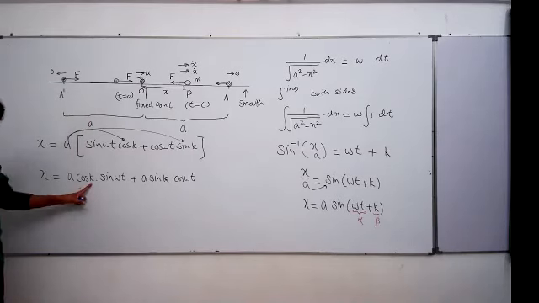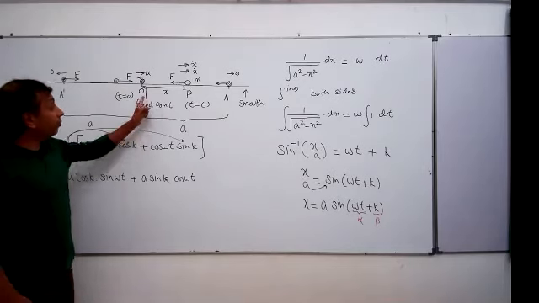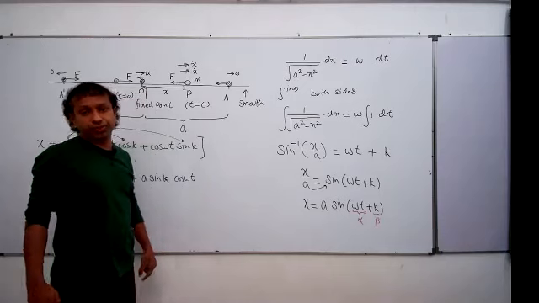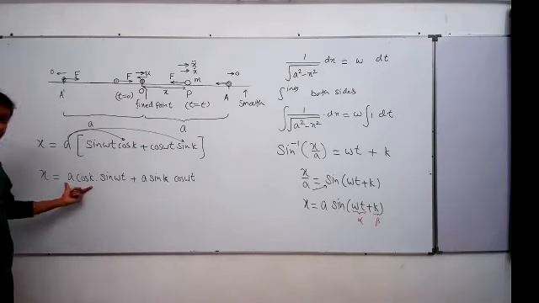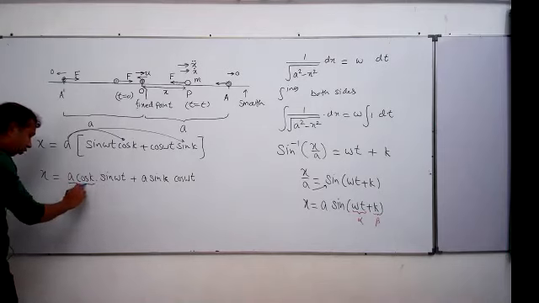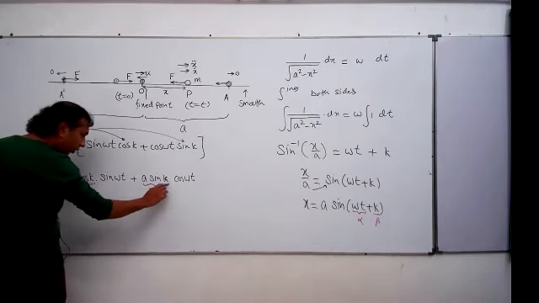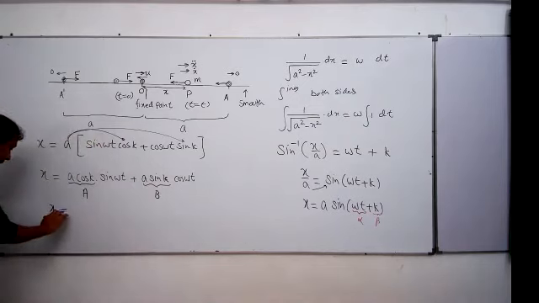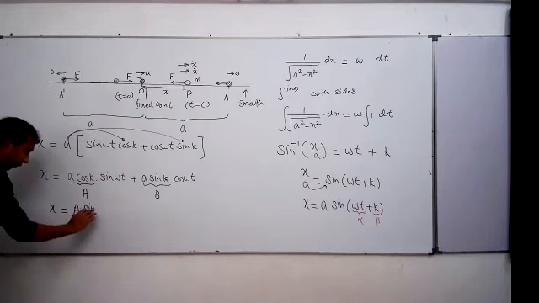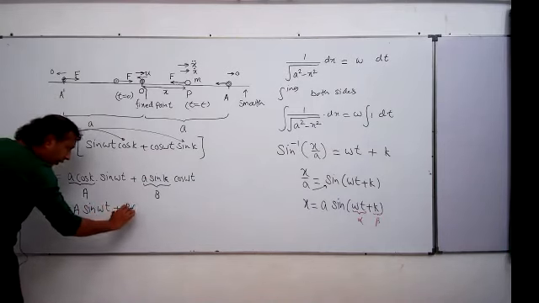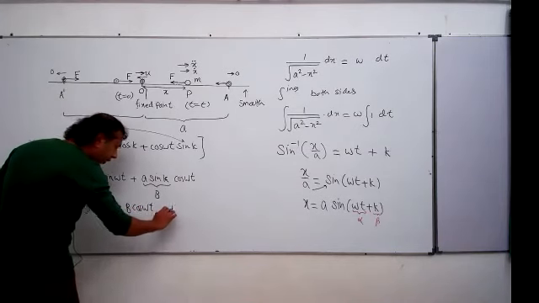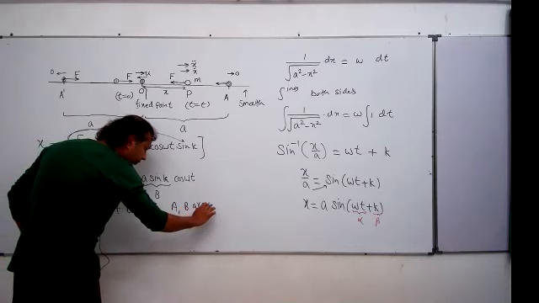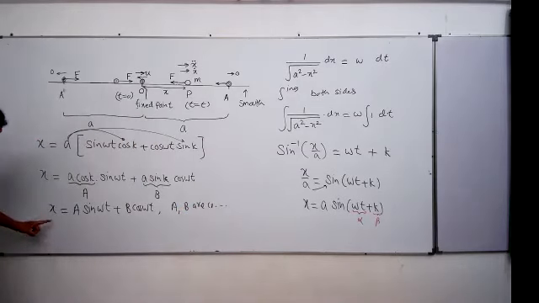You know, k is a constant, then cos k is a constant. a is a constant. Why? a is the amplitude, people. Amplitude is a constant. Therefore, a cos k is a constant. Then this a cos k I will take as, people, capital A. Similarly, this a sin k also is a constant. We will take that as capital B. Then we get x equals A sin omega t plus B cos omega t, where A, B are constants. So this is the relationship between displacement and the time t.